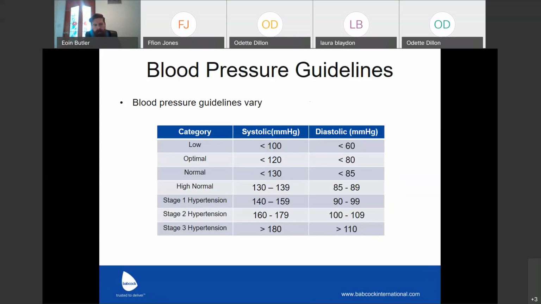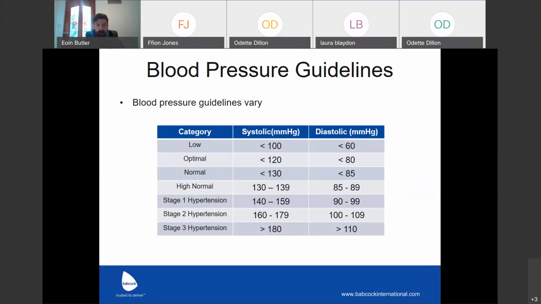So if we've got a client at stage 3 hypertension, that client will not participate in any exercise at all. They will obviously be under GP guidance and probably on medication. If we've got somebody in the stage 3 category, as soon as they start to train, their blood pressure is going to go up even higher.